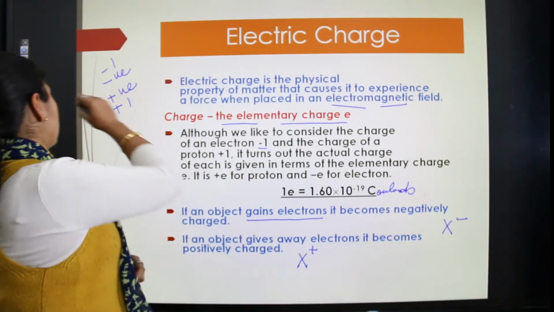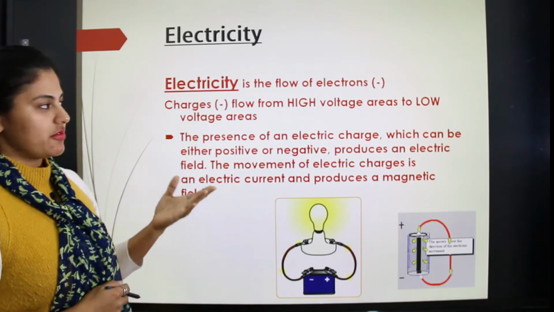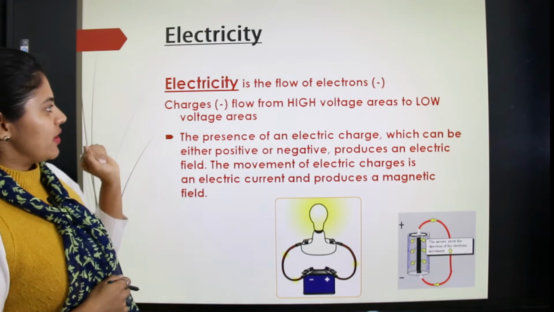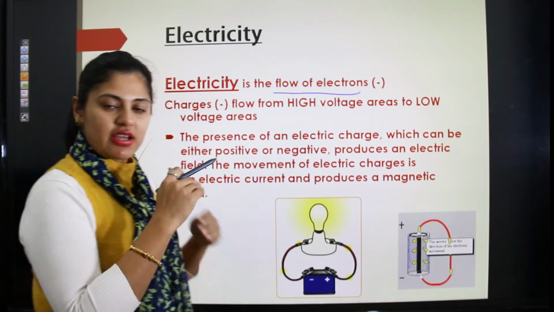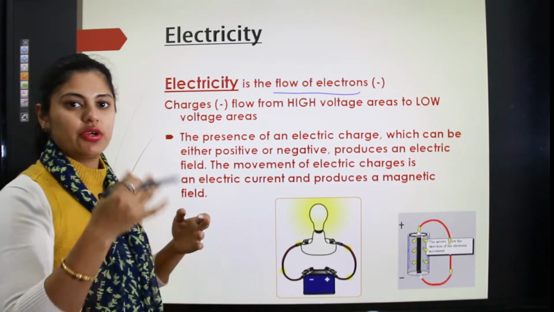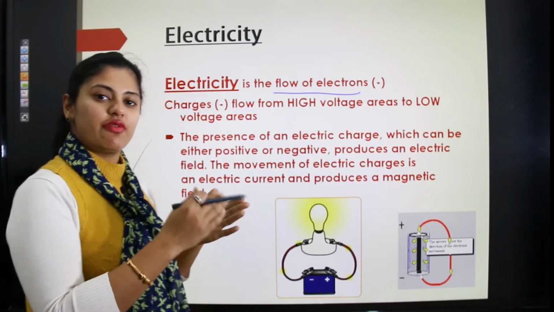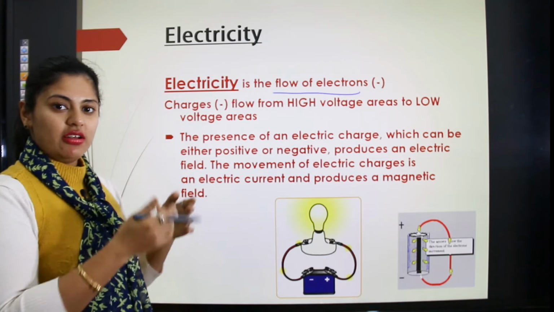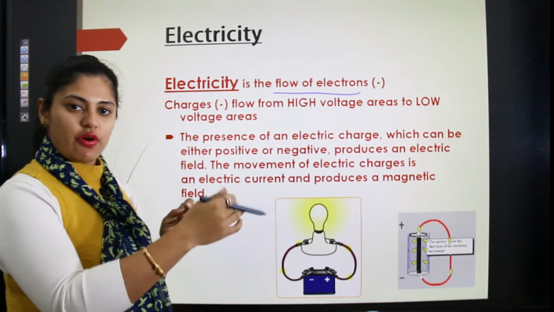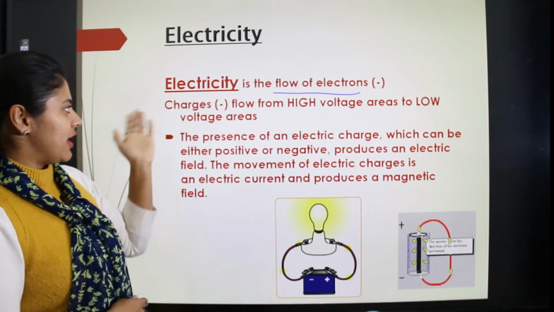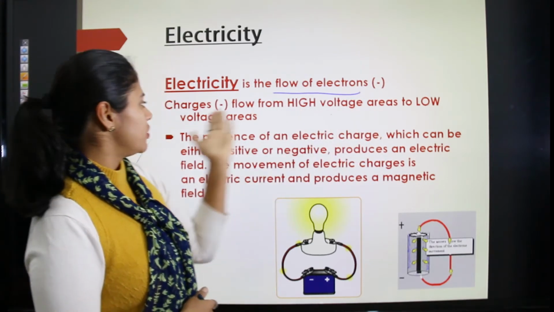Okay, now let's talk about electricity. After the electric charge, the thing that straightaway comes to my mind is electricity. So what's that? Electricity is the flow of electrons. When electrons continuously flow in any object, that produces electricity. Flow of electrons means flow of negative charge, so continuous flow of negative charge means the charge flow. Electrons are there where the negative charge is. It continuously flows in one object and produces electricity. Negative charges flow from high voltage areas to low voltage areas.